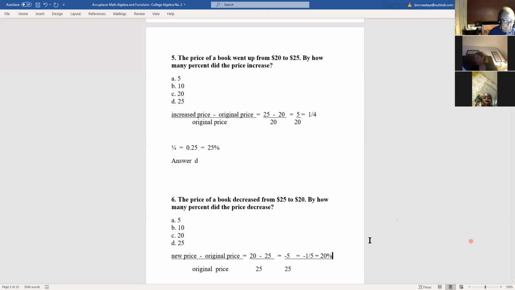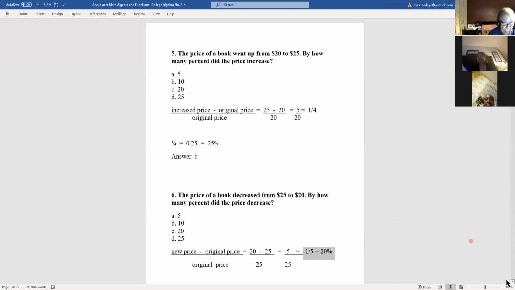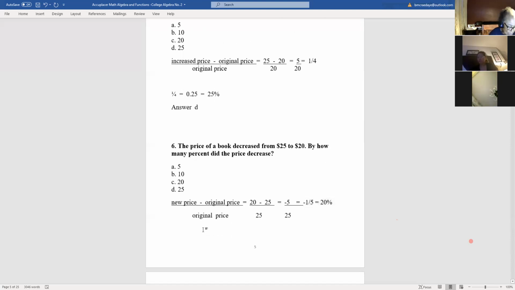And it's a minus because it decreased, okay? So your answer would be what? C. The answer is C. So it decreased by 20%. It went down by $5, but it was originally 25. So 5 over 25 is 1/5, and 1/5 as a percent is 20%.